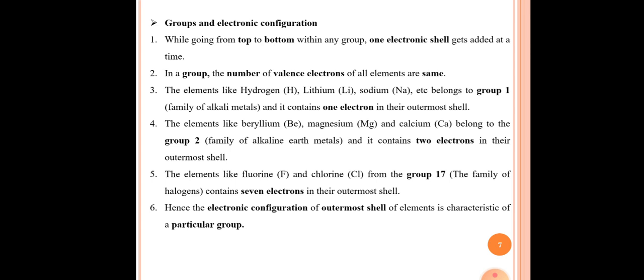See the first point here, while going from top to bottom within any group, one electronic shell gets added at a time. Okay? So in a group, while going from top to bottom, one electronic shell or orbit gets added.